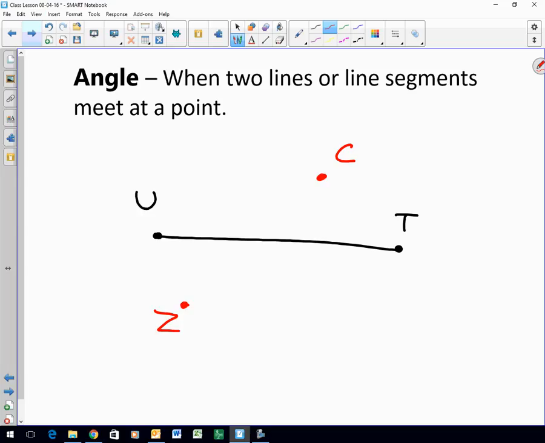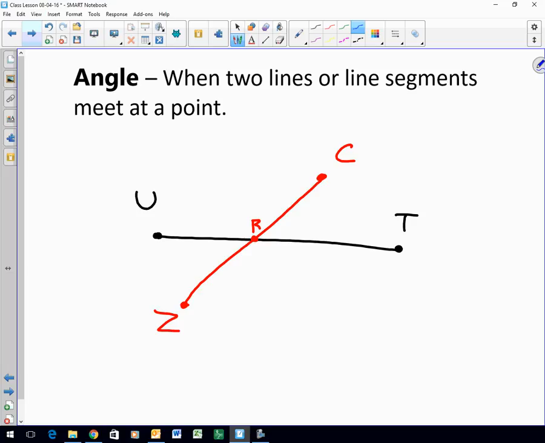Okay, Z for zebra. If they intersect, what's your favorite letter? Okay, this is an interesting question. Anybody at R? Okay, thanks. Okay, let's say these two line segments intersect at point R. All right, I have just formed 1, 2, 3, 4 angles. Right? I've just formed four angles.